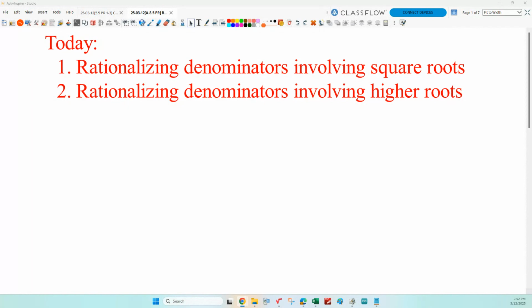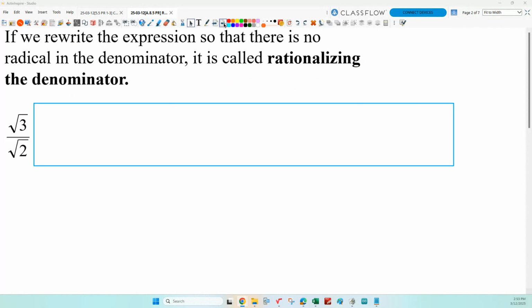Today we're going to look at dividing, if we divide expressions that have radicals in them. And we call this rationalizing denominators. We'll talk about why in just a second. So what about something like this? Okay, what's wrong with that?